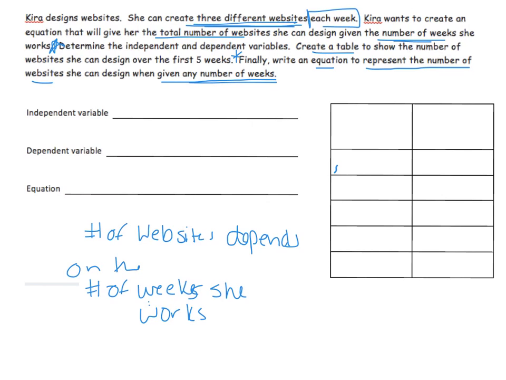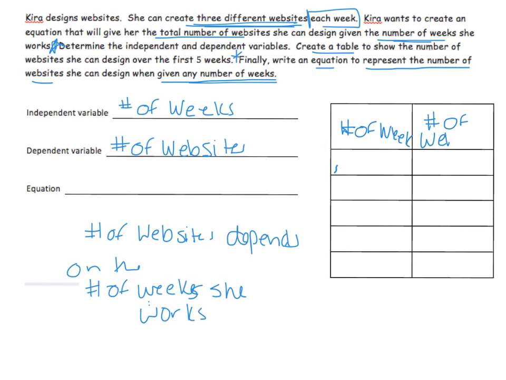So since this is true, the number of websites is the dependent variable, and the number of weeks is the independent. So we're going to take our number of weeks to figure out the number of websites.